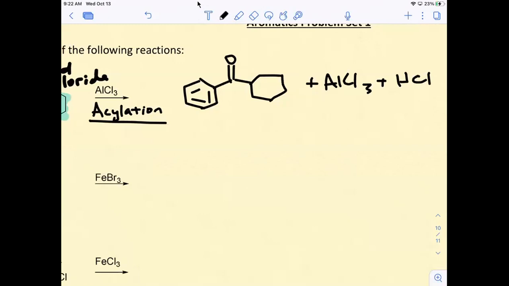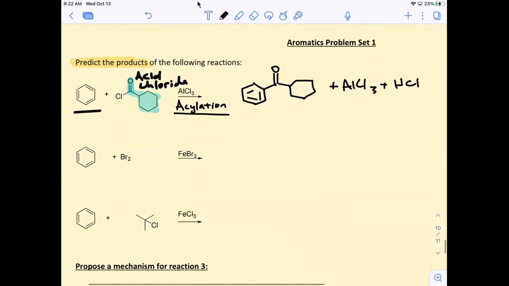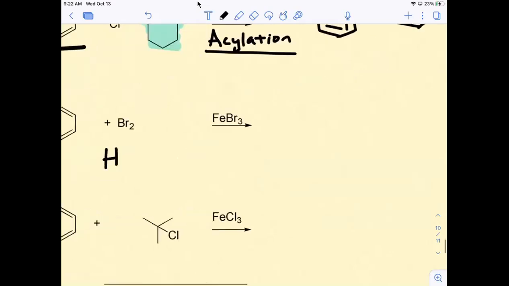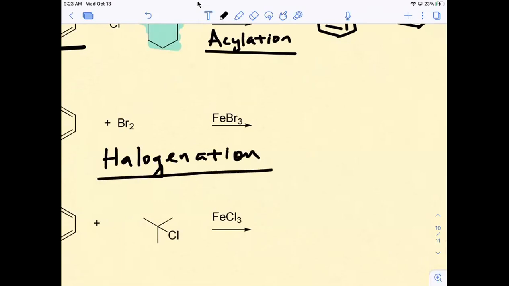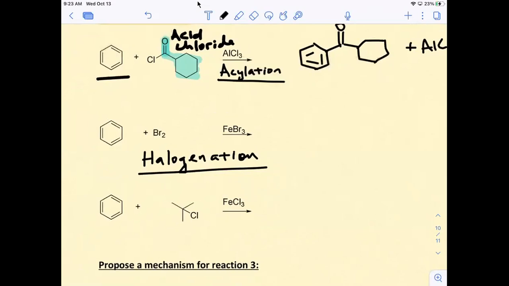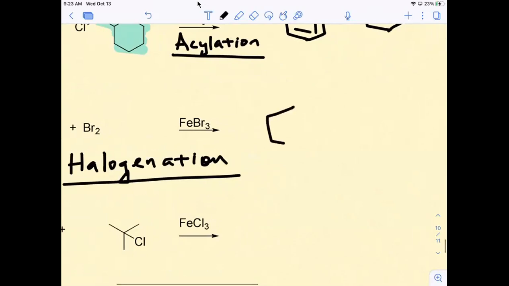All right. What about the second one? What reaction is that? Halogenation. Good. What's the result of that? The Br is going to be attached to the ring. Yes, only one, right? So the result of this reaction is here.